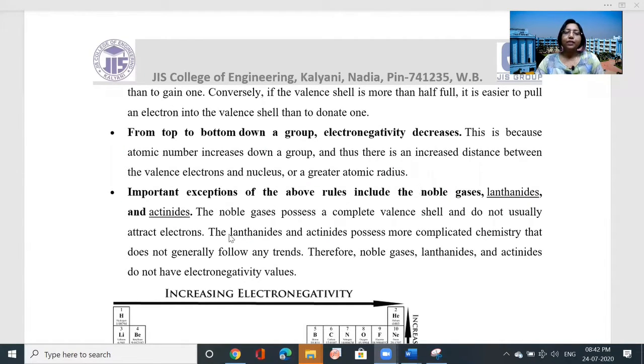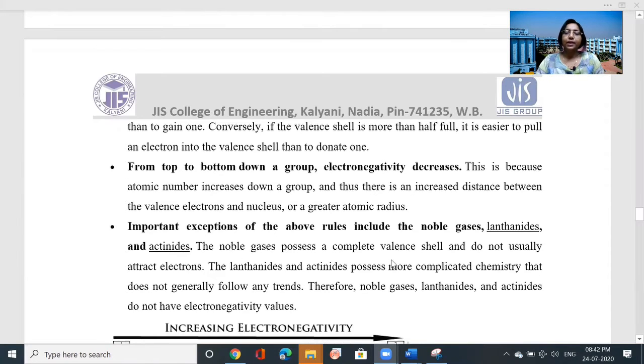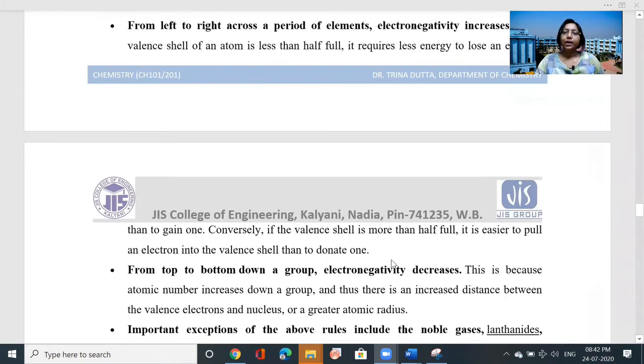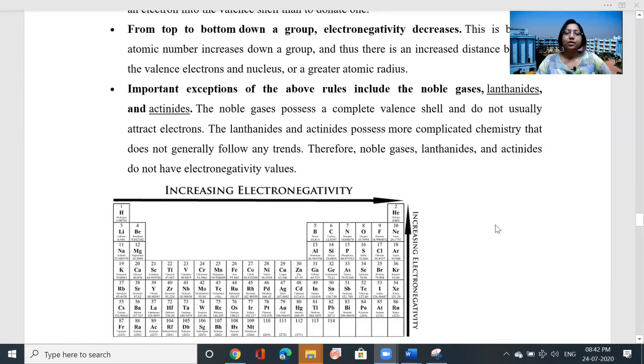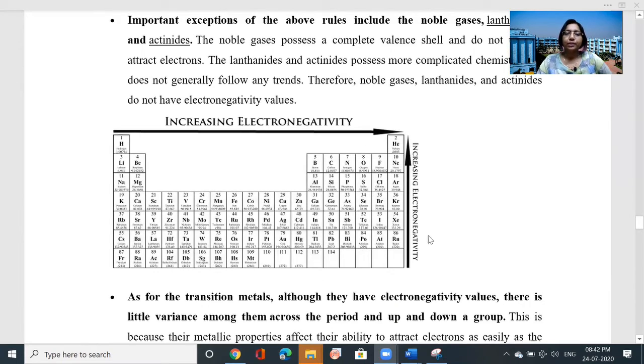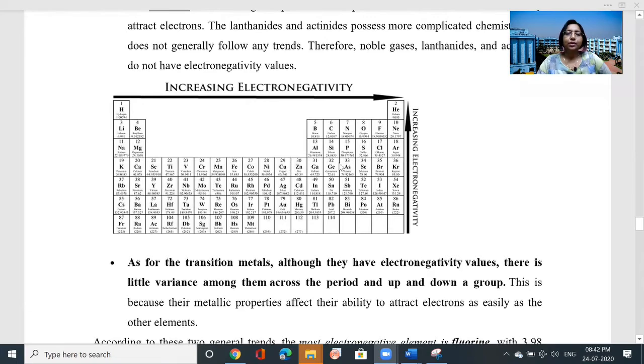You have learned that if we move from top to bottom, then electronegativity decreases. If we move left to right, then electronegativity increases. So now just look at the periodic table. It is the increasing electronegativity. If we move from the left side to the right side, the electronegativity will increase. If we move from down to the top, then electronegativity increases. So this is the increasing trend given.